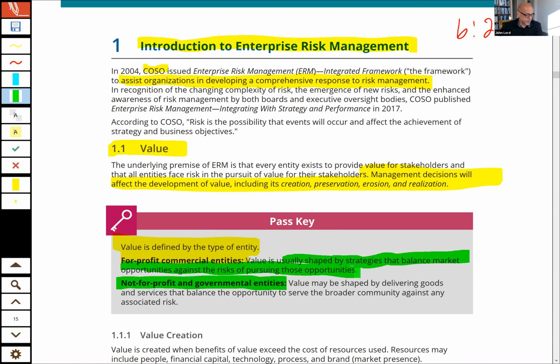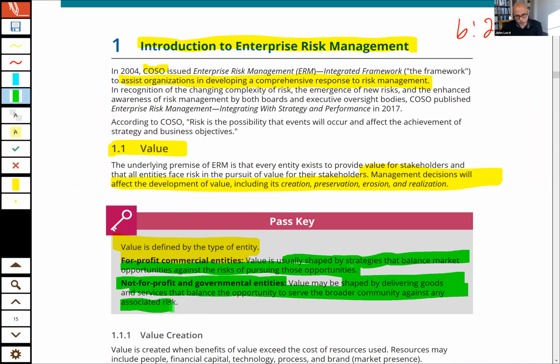The economic opportunity, if you're an oil company, let's say, of drilling for oil versus what? Versus the risk of having some sort of oil spill or something that will adversely impact the environment, adversely impact the reputation of the entity, and there could be financial implications to that, but you have to weigh those values, right? For-profit, notice it is shaped by the delivery of goods and services that balance the opportunity to serve the broader community against any associated risk.